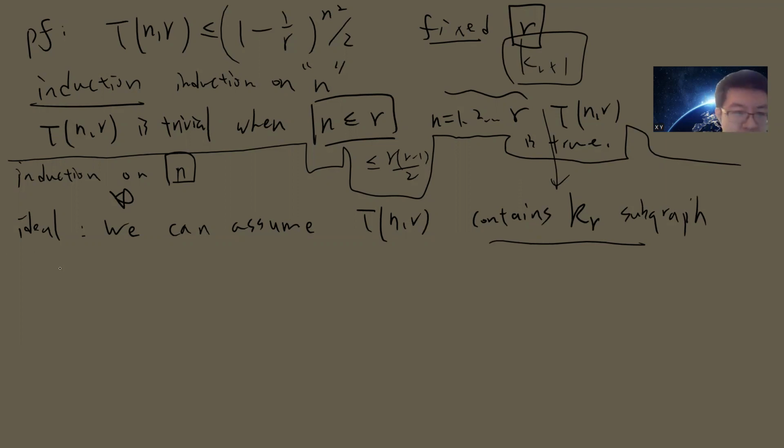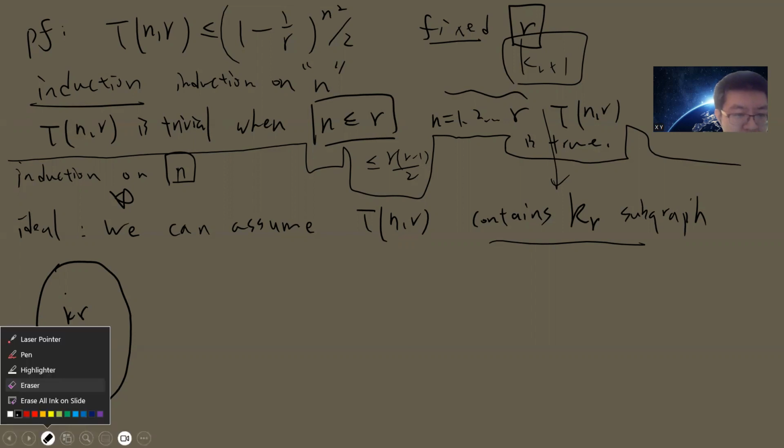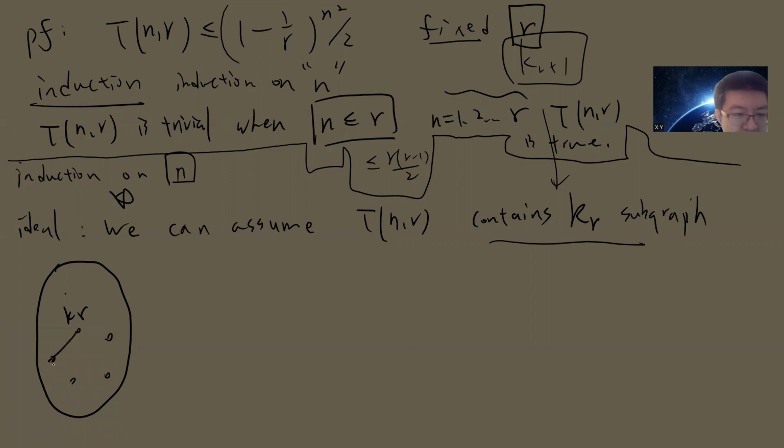So if this is true, that means we can take this K_r here. Let's say I choose five of them, and they're all connected to each other. So in this case, let's say I take these vertices and call this set A, and the rest of the vertices are all in set B.